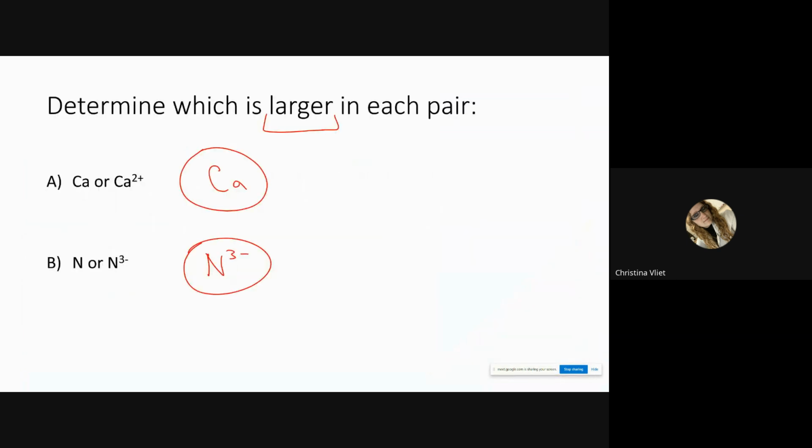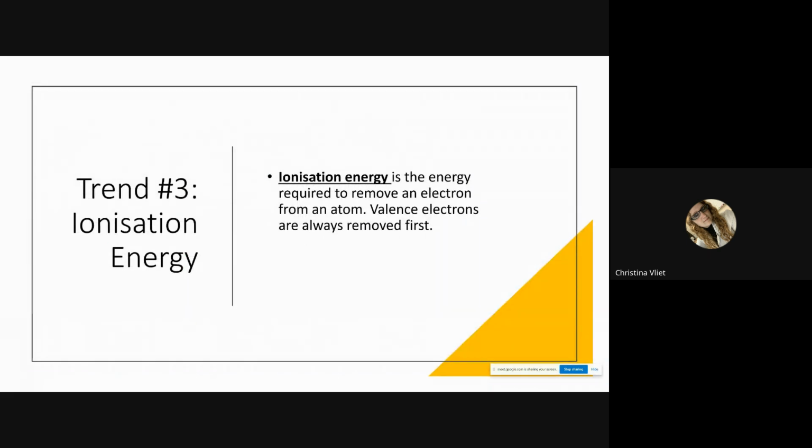That's trend number 2. Now we're going to do trend number 3. Write down the definition for this one because you've got to memorize it. You've got to memorize all of the definitions for your trends, but this one is really important because if you don't understand what's going on, you're not going to understand the trend. Ionization energy is the energy required to take away an electron, which means to make a cation.